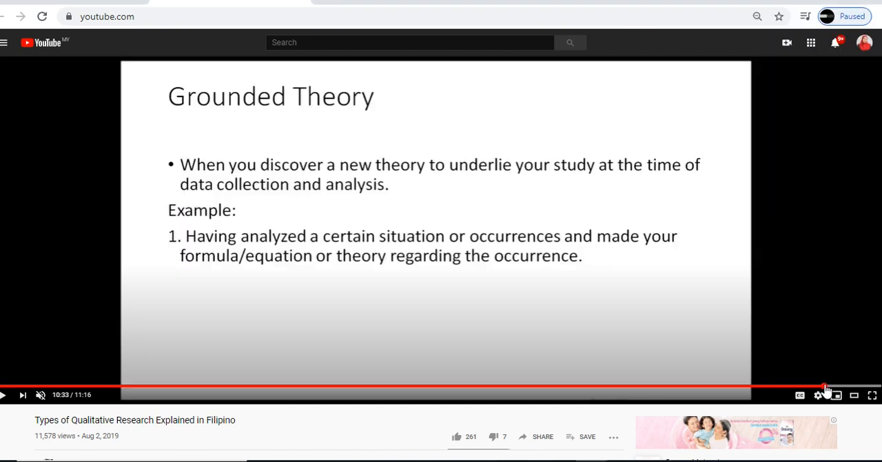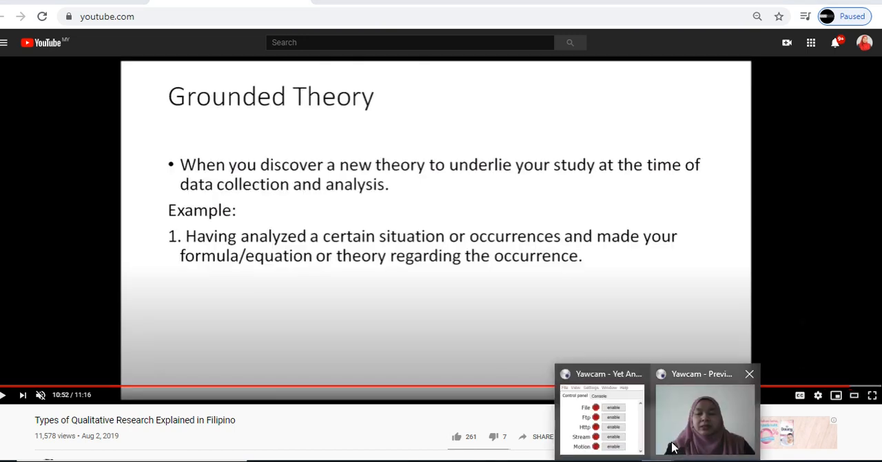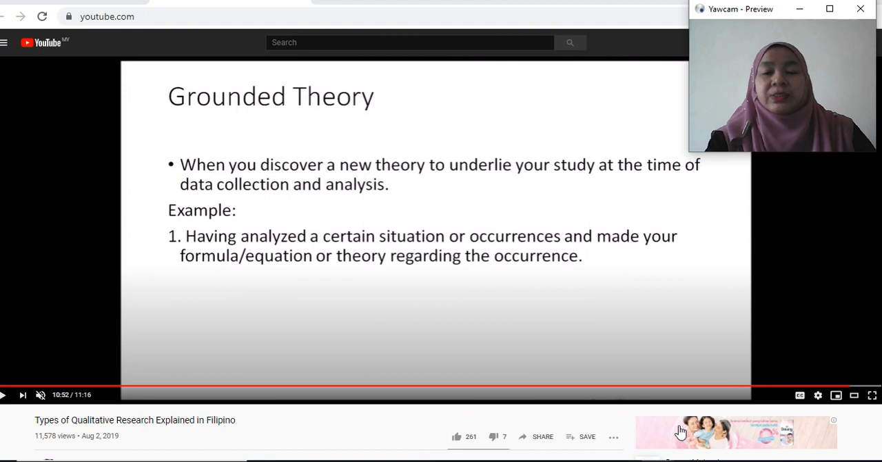So what else? Okay, this is grounded theory. This is about new theory. Grounded means new theory. Okay, when you discover new theory to underlie your study at the time of data collection and analysis. So for your level, for final year project, I don't think you have time for this grounded theory. Okay, it's not your level because grounded theory needs some time and long term literature review.